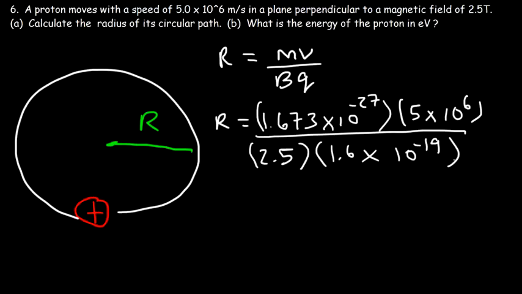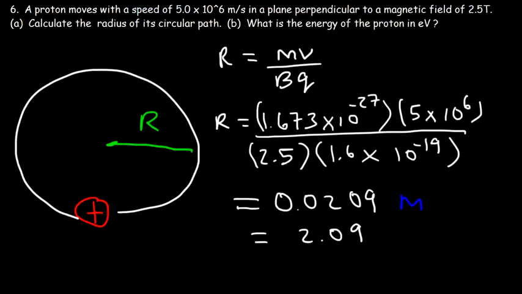So if we type these numbers into the calculator, we should get 0.0209 meters, which is equal to 2.09 centimeters. So that's the radius of the path that the proton is going to travel in. And so that's how you could find it.